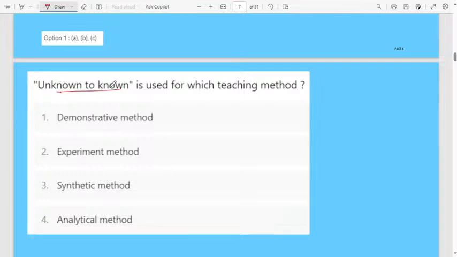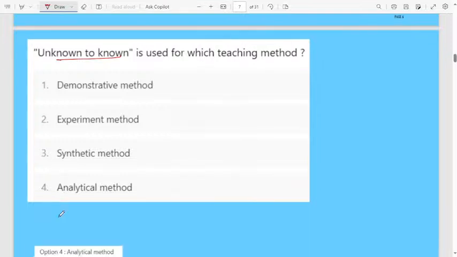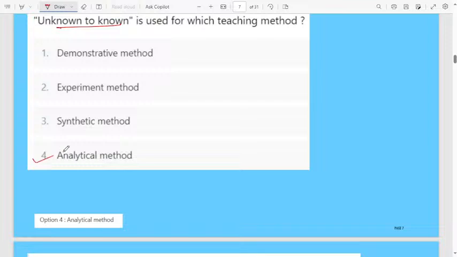Unknown to known. We don't know anything, then we will derive the rule, formula, everything from unknown to known. This is used for which teaching method? First one, demonstrative method. Option 2, experiment method. Option 3, synthetic method. Option 4, analytical method. Option 4 will be the correct answer.